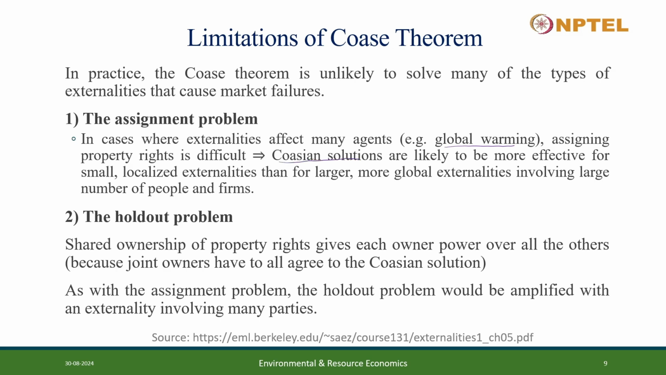However, the Coase theorem can hold true for small, localized externalities. It will not be applicable for large, more global externalities such as global warming or CO2 level pollution. So in these cases, the Coase theorem will not hold true. So that is the first issue, that the property right cannot always be assigned. The second problem with the Coase theorem is, let's say that there is a property which has joint owners.